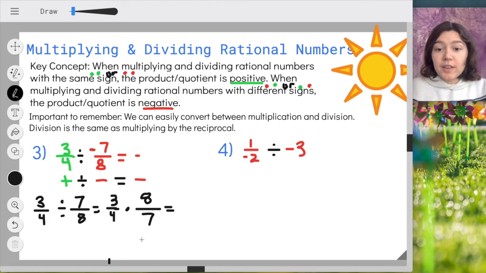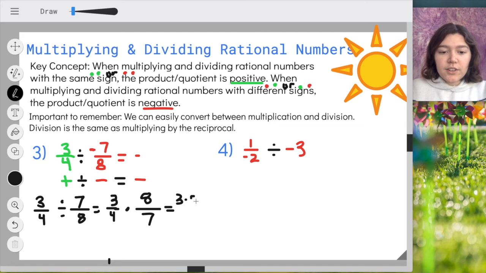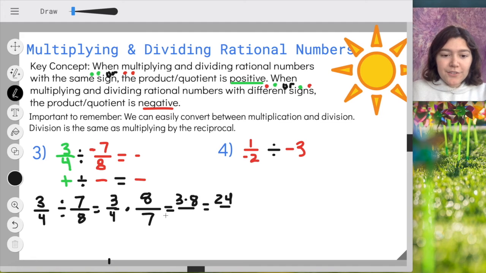So now we're going to do just like we did in our multiplication problems. We're going to multiply straight across. So we have 3 times 8. 3 times 8, that is equal to 24. Then we have 4 times 7. 4 times 7 is equal to 28.